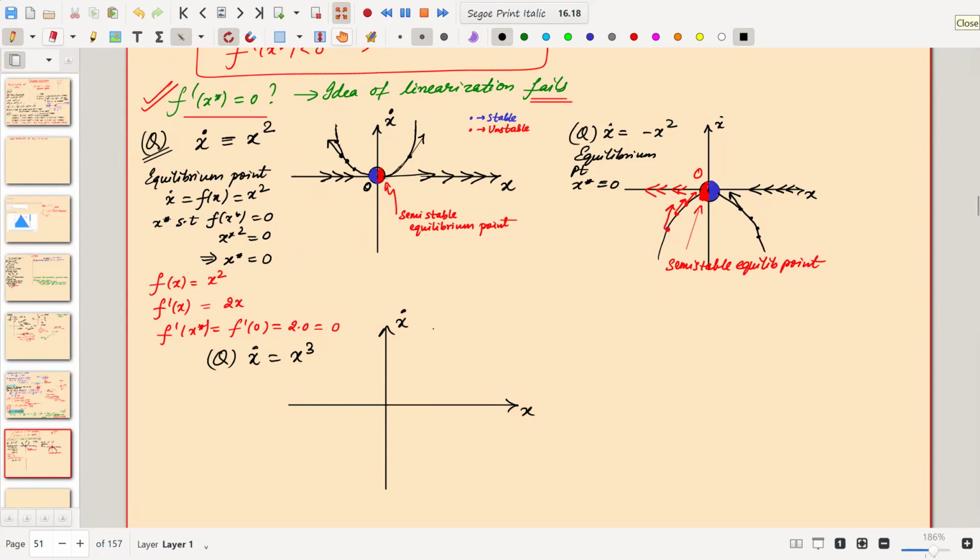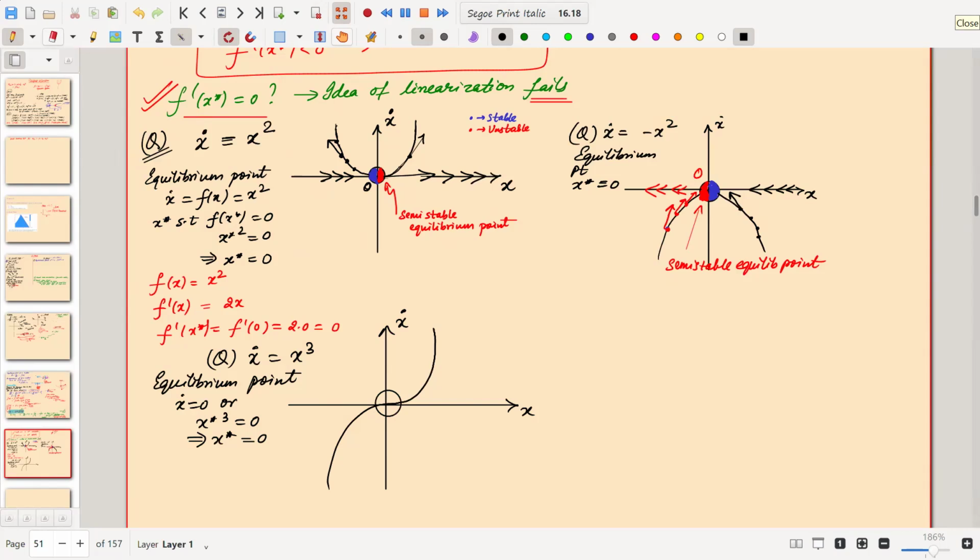So how does x dot equals x cube look? How does x cube look? It will be like this, smoothly going and coming back, right? In x dot equals x cube also, what equilibrium point will you have? The equilibrium point is x dot equal to 0, or x star cube equal to 0, implying x star equal to 0. It's the same root, right? So this is an equilibrium point, right?